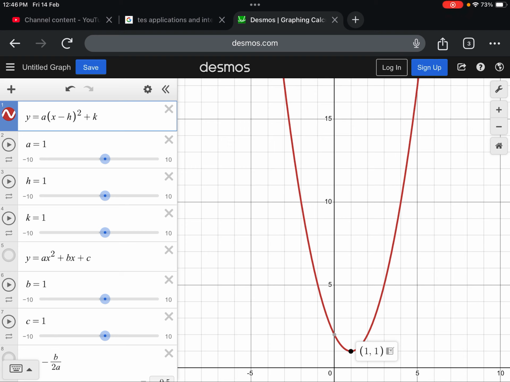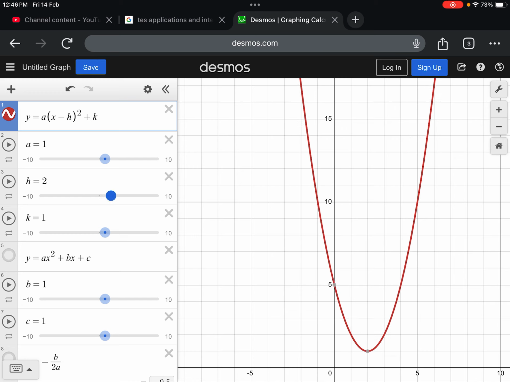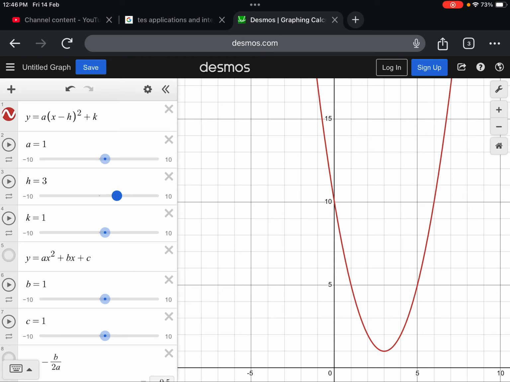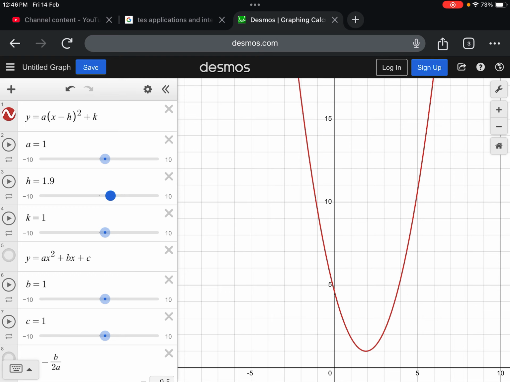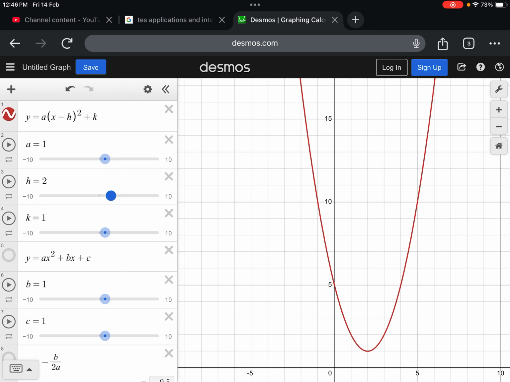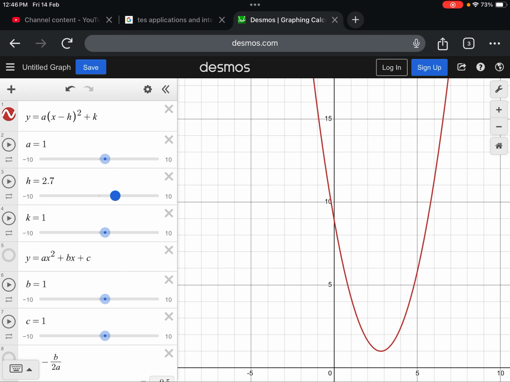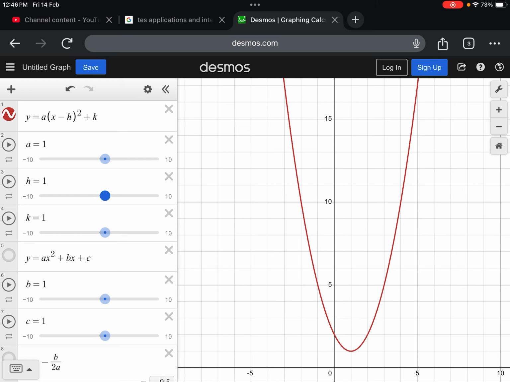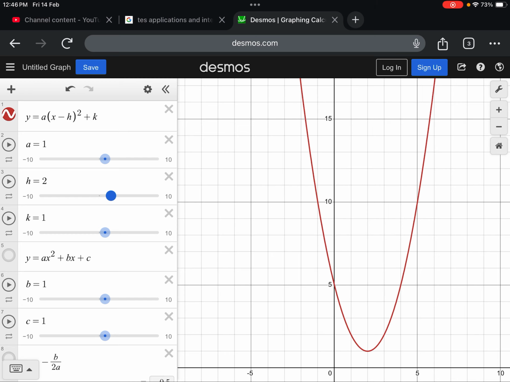Now what I want to do is change some of these values, and let's see what really happens to the vertex. Now I'm going to change this h to a 2. It seems like when I change this number, the graph actually moves as well. It seems like as the number gets bigger than 1, it moves towards the right. So we started off with 1, then if I move it to 2, the graph seems to move a little to the right, isn't it?